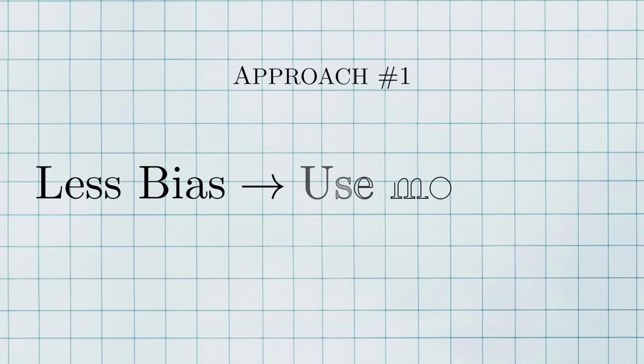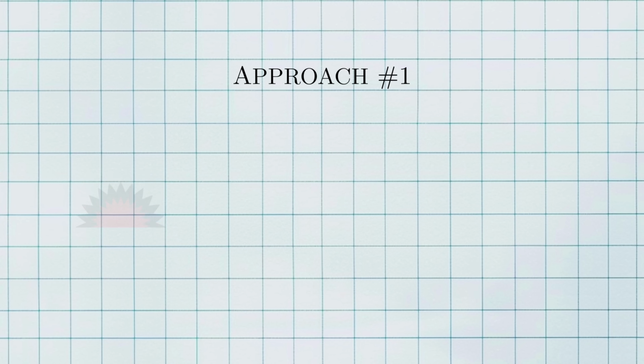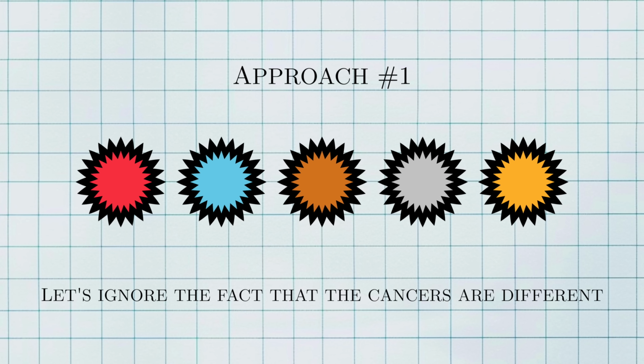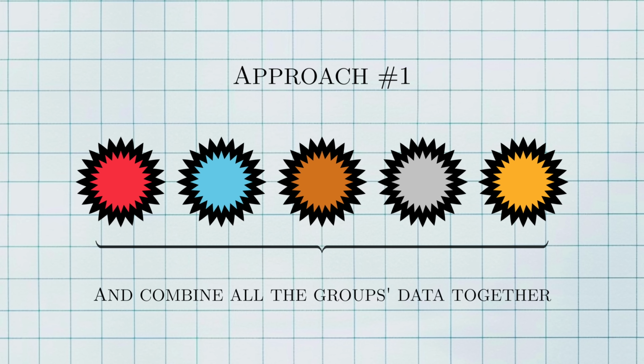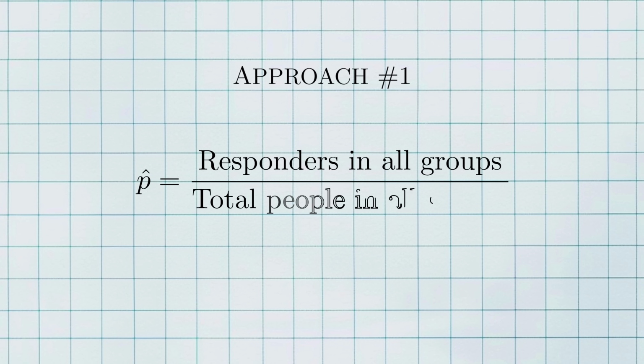One way to get low bias and minimal variance is to maximize the number of people in the analysis. So, a natural approach you might take is just to ignore the fact that these 36 cancer groups are different and combine everyone into a single analysis. In other words, estimate a single response rate for all 36 groups based on all the responders and people in the data. This is called a pooled approach, since we're pooling all of the data into one supergroup.